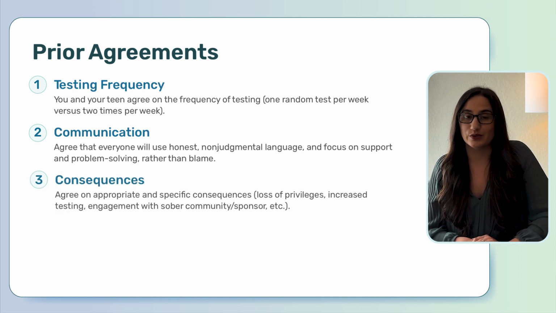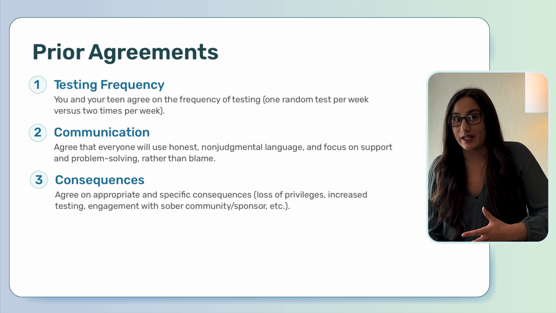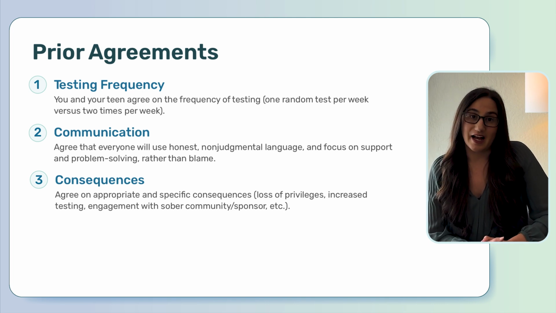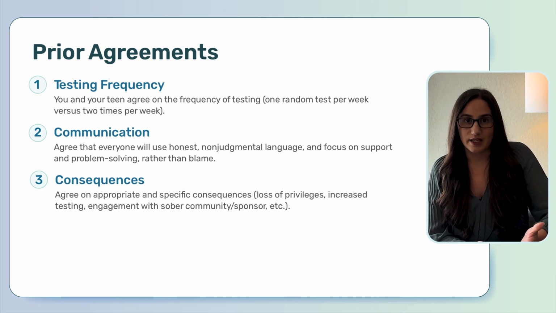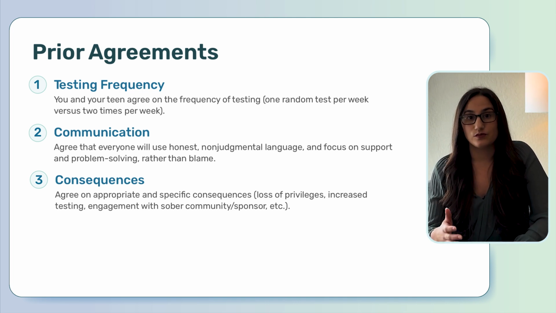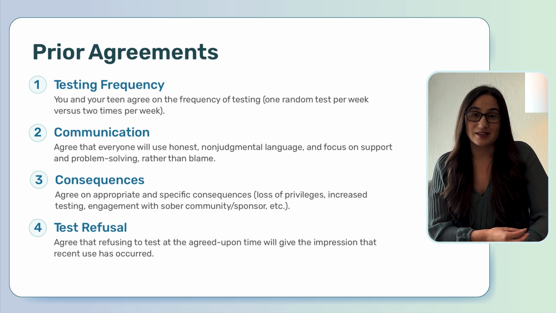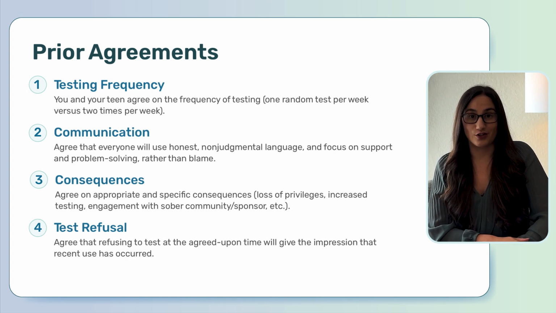What if a test result is positive? Agree upon appropriate consequences that will be implemented if there is a positive result. This might look like a loss of privileges, such as limited access to certain electronics or not being able to see friends, but it also might look like an increase in other things, such as drug testing or attendance at community meetings. Lastly, agree that refusing to take the test at the agreed upon time or frequency gives the impression that some type of recent use has occurred.